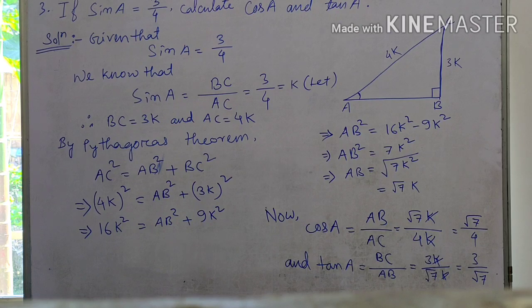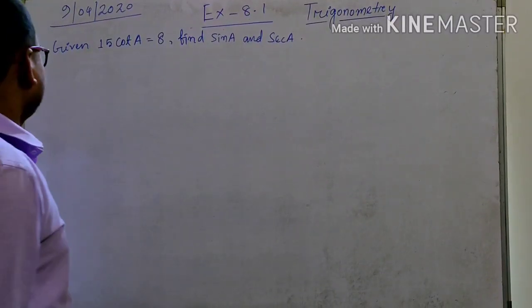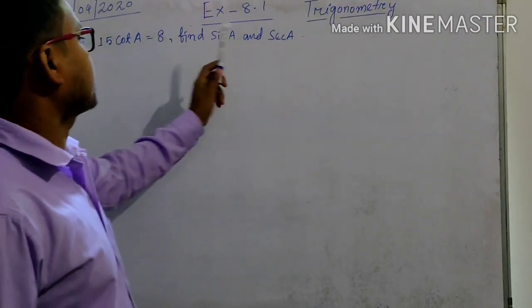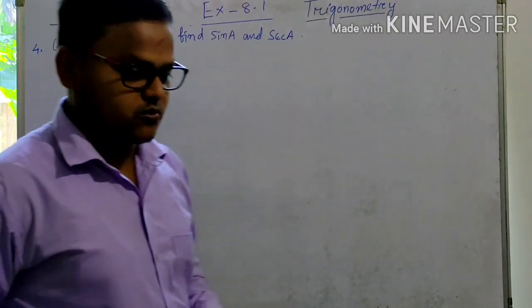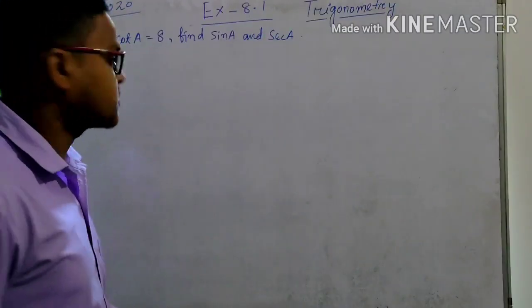Finally we get cos A equal to root 7 by 4 and tan A equal to 3 by root 7. So now I will come to another question. Question number 4: given 15 cot A equal to 8, find sin A sec A. We can do it by the similar method, using the same method.